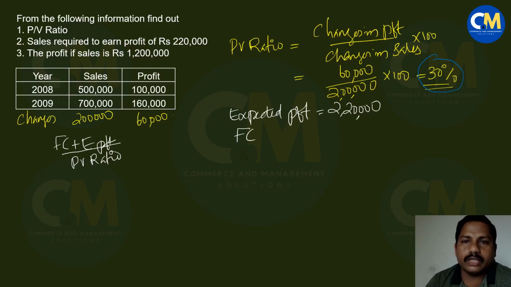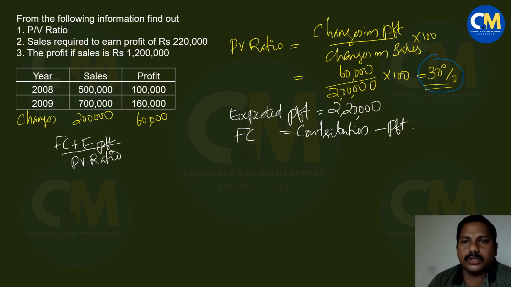So we need to calculate the fixed cost. The PV ratio we have calculated already, and by using that we can calculate fixed cost. First we write the equation of fixed cost: fixed cost is equal to contribution minus profit. Here we don't have the contribution either, so we need to calculate contribution.